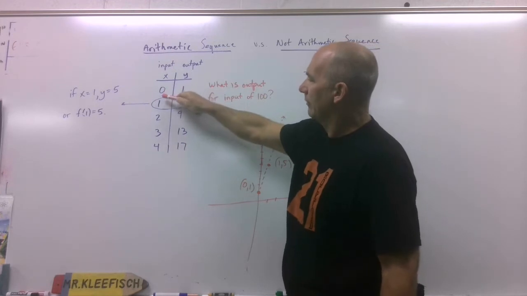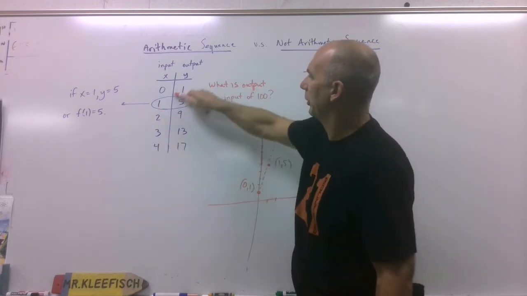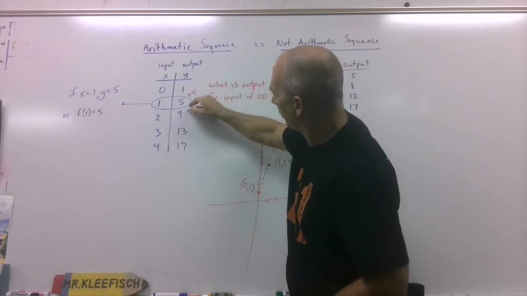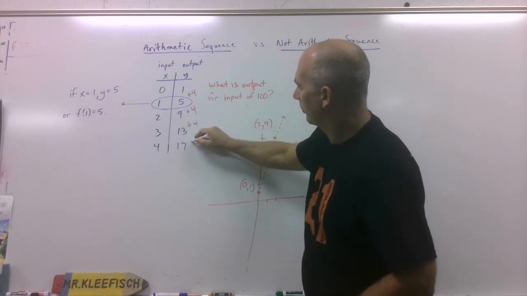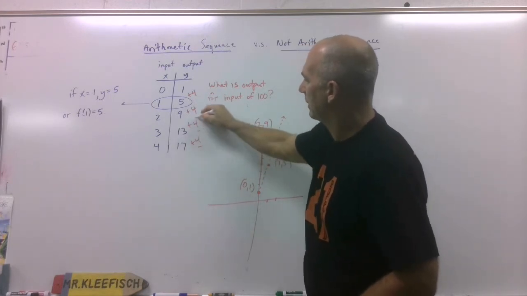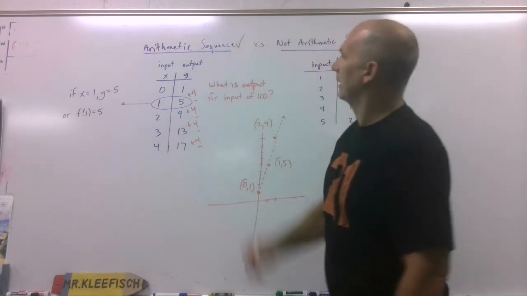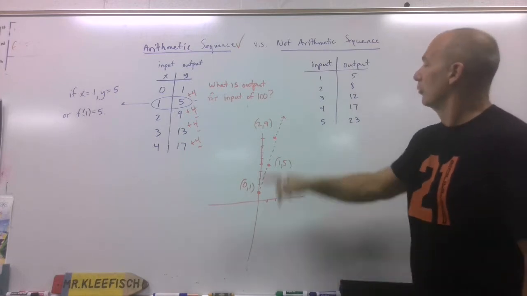Well, if you look at the x's, that's clearly going up by 1, but the real focus is right here. This goes up 4, this goes up 4 from 5 to 9, this goes up 4, this goes up 4. So we're like, hey, that seems to fall in line. Yes, this is an arithmetic sequence. Check mark means good.